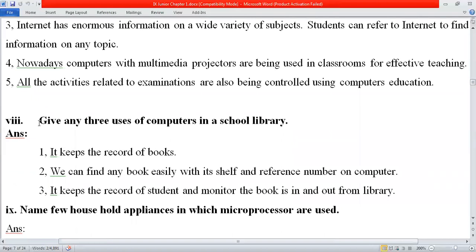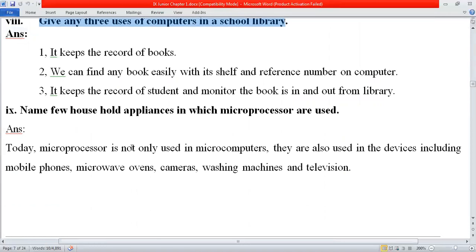Next question: give any 3 uses of computer in the school library. This one is also a general question. If you have knowledge of computers and the school library, you can write the advantages or uses of computers in the school library. Watch over here, in chapter number 1 there are mostly general questions. General question means if you have knowledge of the topic, then you can explain this question very easily.